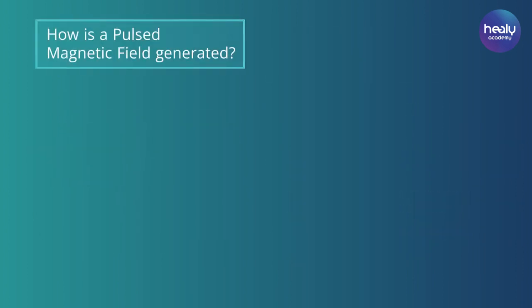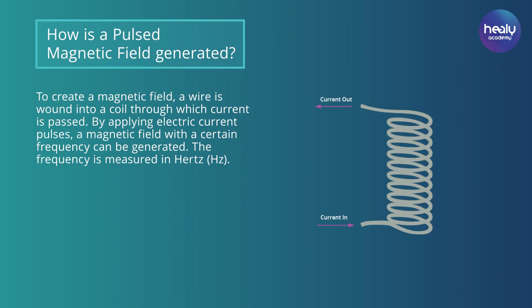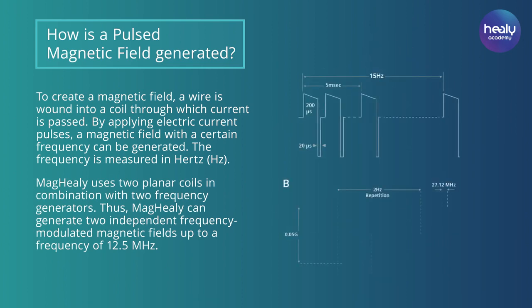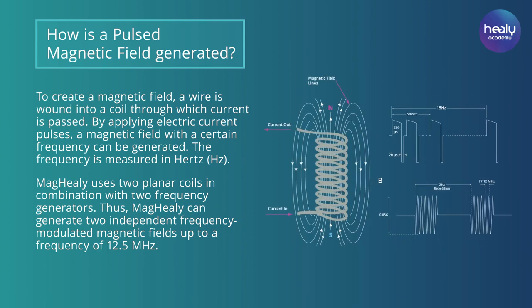How is a pulsed magnetic field generated? MagHealy does not create just a single electromagnetic field. While classical pulsating magnetic fields are created by applying electric current to a coil, MagHealy uses two flat coils in combination with two frequency generators to create two independent frequency-modulated magnetic fields with a frequency of up to 12.5 MHz, interacting with each other and their environment. To give you a more detailed picture of what such an interaction can look like, let's have a look at some examples in our daily life.